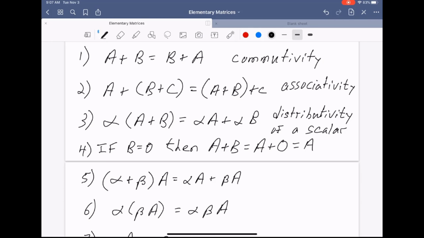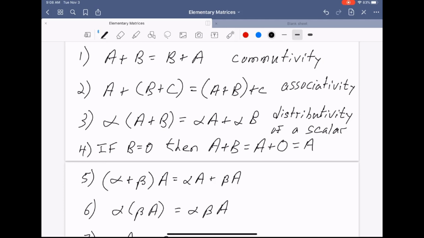The third property is distributivity of a scalar. In this case, if we have a scalar alpha and we have two matrices A and B, we can either add the matrices together first, so we add A and B first and then multiply through by the scalar, or we can multiply through by the scalar first. We multiply A by the scalar, then B by the scalar, and then we add them up, and those results again will be the same.